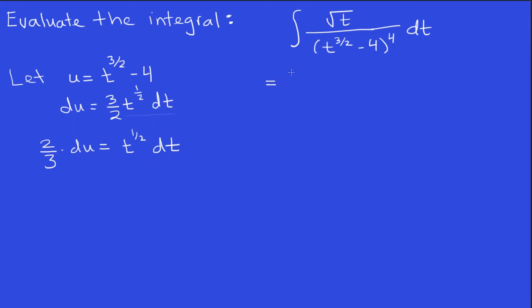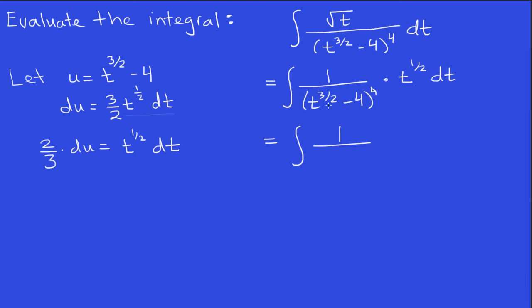Let me just do one clarifying step here. Let's write this as 1 over t to the 3/2 minus 4 to the 4, and then times, instead of writing root t, I'll write t to the 1/2 dt. Okay. Now, I can do my substitution now. This t to the 3/2 minus 4 is just a u, so this is u to the 4. t to the 1/2 dt, well, that's just equal to 2/3 du.